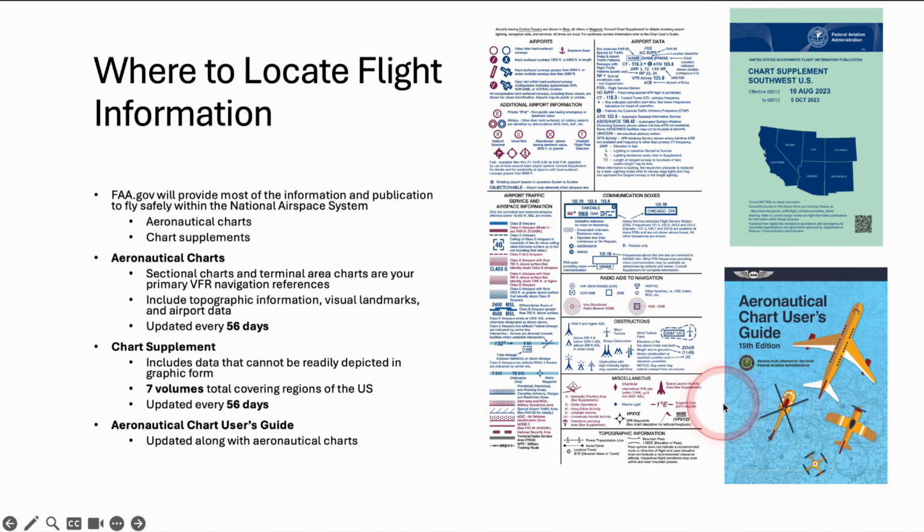So anything from the FAA is available as a free download. So you can download all of these as a free PDF from the FAA's website. Just Google the name along with FAA, and then you can pull those up. Doesn't have to be for the Southwest. You can pull up your specific region. If you happen to be using an electronic flight bag, it should already have these downloaded on there.